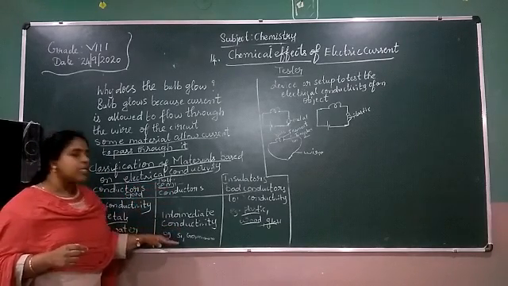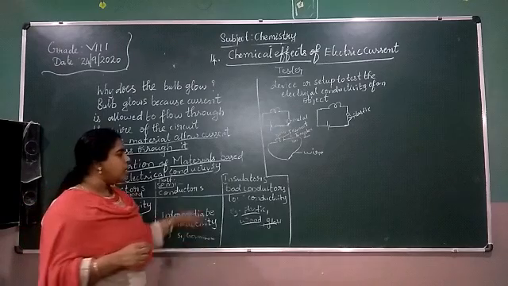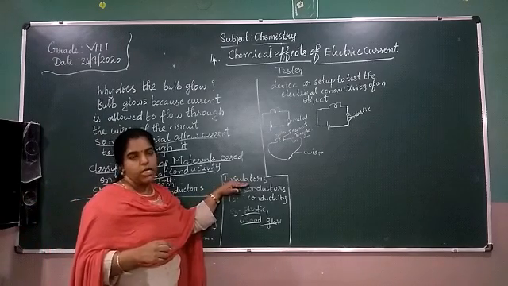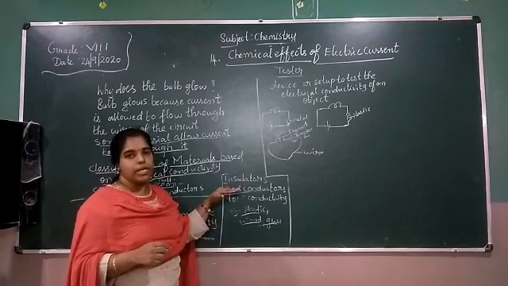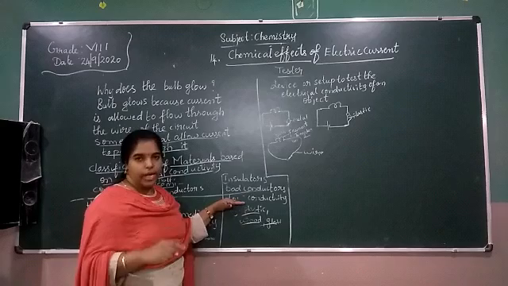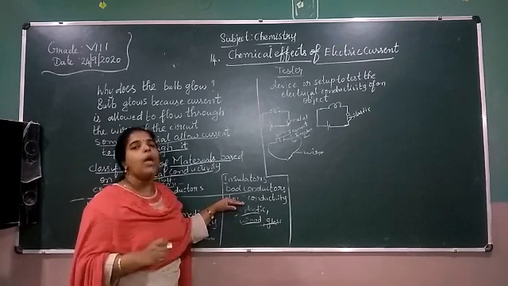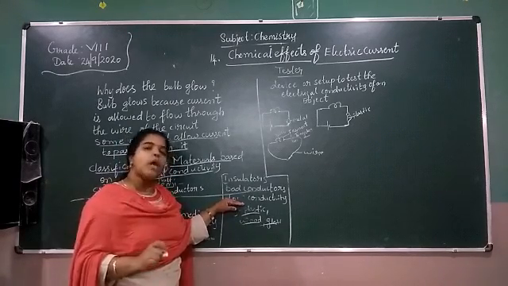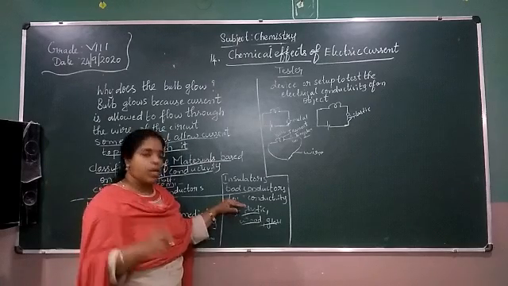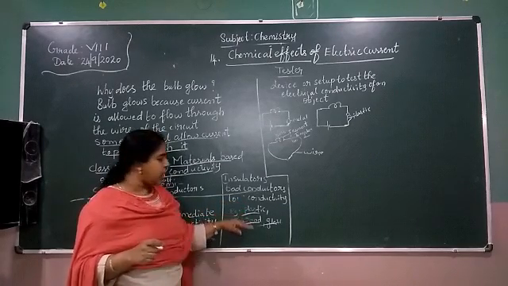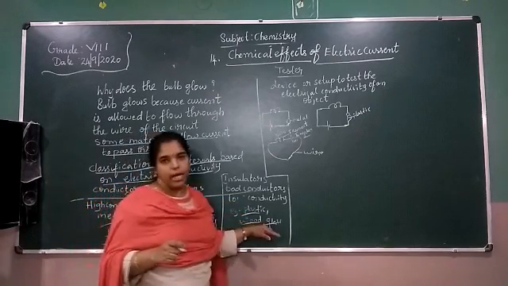So examples: silicon, germanium, etc. Next, coming to the insulators. Insulators means bad conductors, with low conductivity. They are very poor conductors; they do not allow the current to pass through them. Examples are plastic, wood and glass.